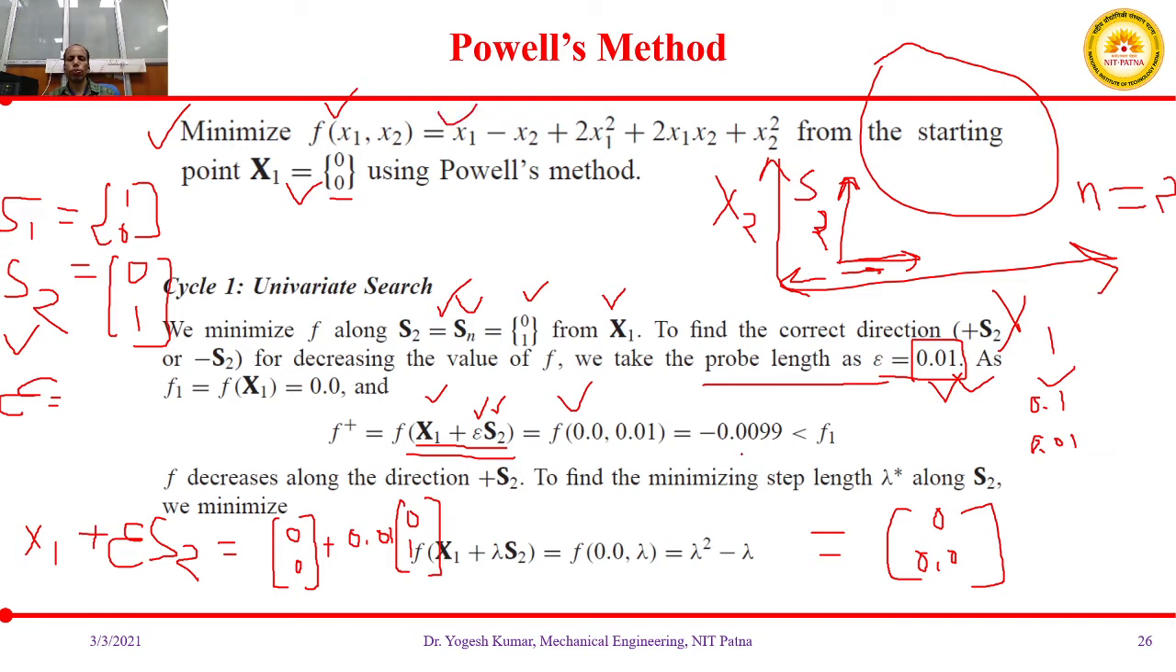This will be the value of your x1 plus epsilon S2, and if you put these values in your given function, you will get the value of the function in the given search direction S2 with some positive increment. You are able to see that the value of your function f plus is coming around minus 0.0099. I hope all of you are able to follow up to this point.